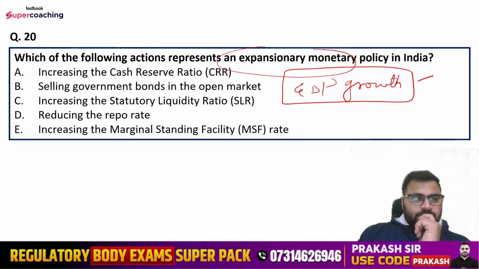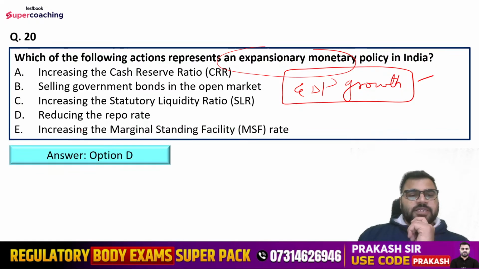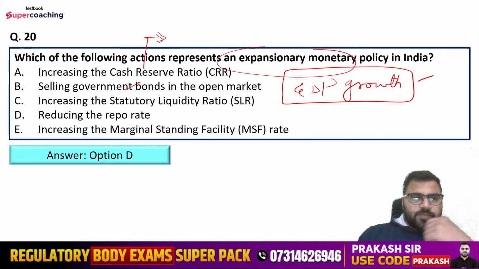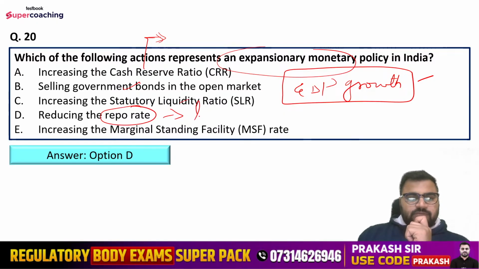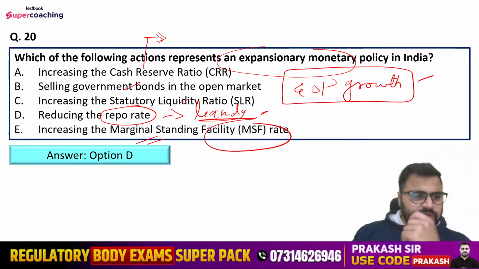What do you think? So right answer is option number D, that is reducing the repo rate. Because if RBI would increase the CRR, so that will lead to less liquidity available in the system. Selling government bonds, so basically जब government bonds sell किए जाएंगे, so liquidity would be absorbed. Increasing the SLR, so liquidity will be less in the economy. Reducing the repo rate की वजह से क्या होगा? Liquidity would be more in the system, and this is what RBI wants to achieve. Increasing the MSF will also lead to less liquidity in the economy.